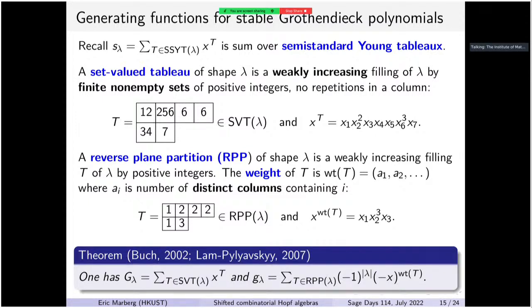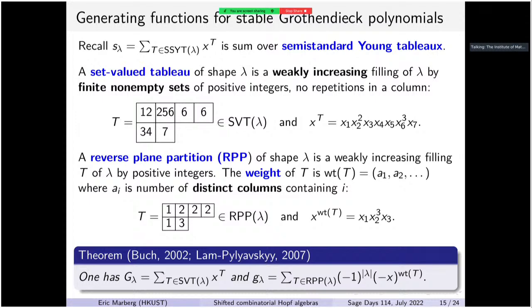Okay, so the first theorem here is that G lambda, which we already saw, is this sum over all set value tableau of these weights. And then the second part should be taken as a definition, because I think I left out one key fact.